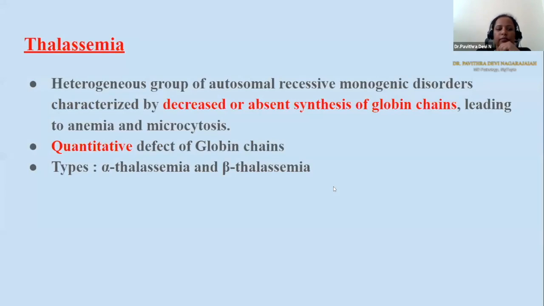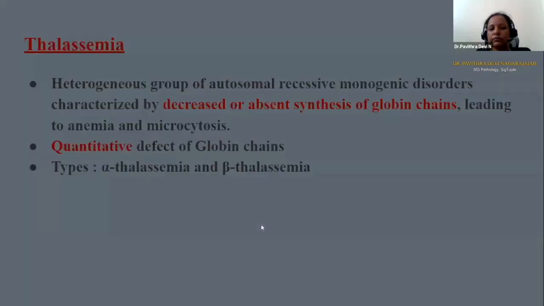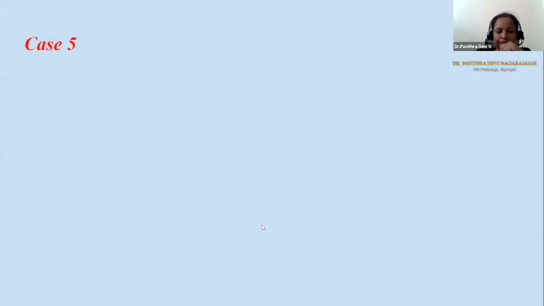So as you all know, thalassemia is a heterogeneous group of disorders with decreased or absent synthesis of globin genes. It's a quantitative defect of globin chains, and we have 2 types, alpha and beta thalassemias. So let's move on to the next case, number 5.